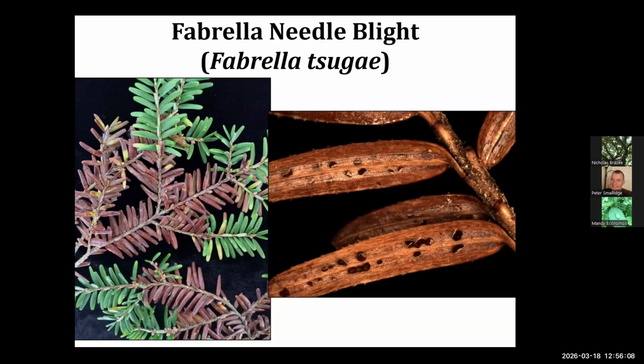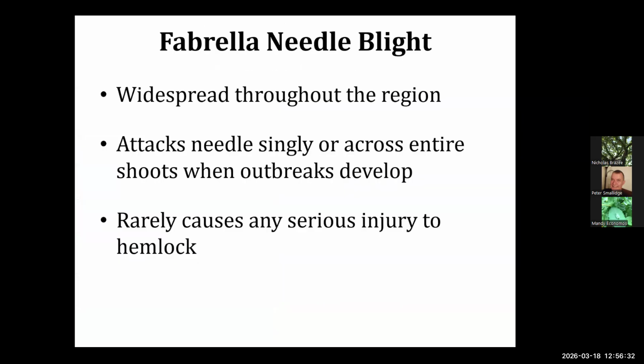There are reports throughout the past century where the disease flares up, but it's a good example of a native disease that doesn't cause a whole lot of issues for hemlock. Now, if it was introduced into Asia on a hemlock there that has not evolved with it, maybe Fabrella could cause a major widespread outbreak. But here, where it's adapted and evolved with Eastern hemlock, it just causes very minor injury. Sometimes you see needles attacked singly or across entire shoots when outbreaks develop.